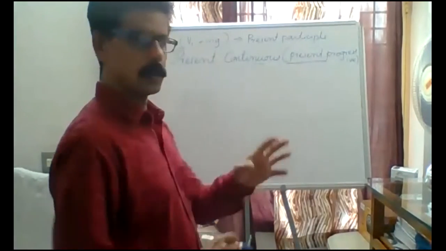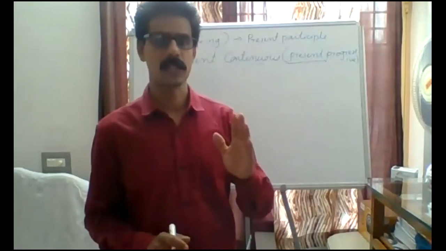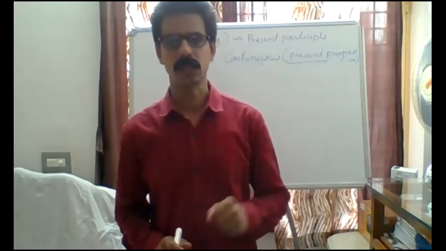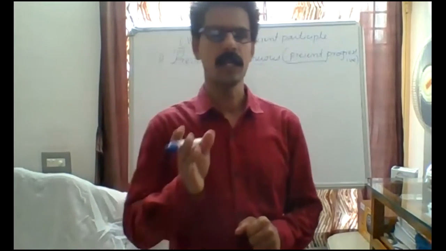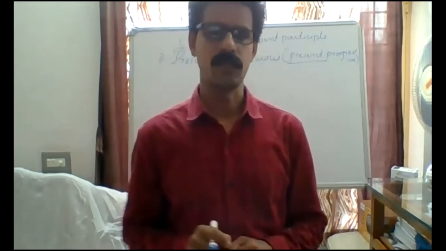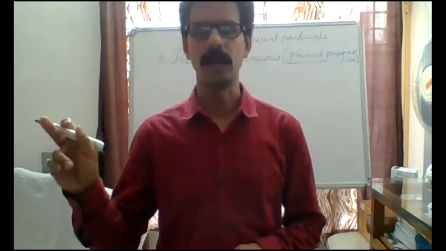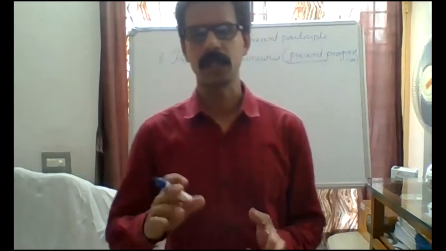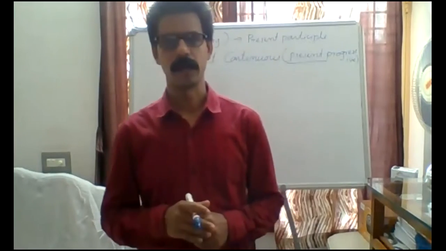I hope everybody understood the formation of the present progressive or present continuous tense, and its structure. The subject, then is, am or are, plus V1 plus ing form, which is called the present participle. At the end there will be an object or complement, which is not compulsory. So remember the structure, everybody.